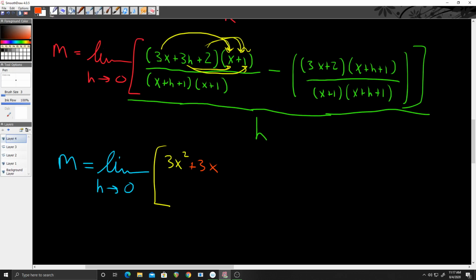Moving on to 3h. 3h times x, that's a different type of term. So let's use a different color. Plus 3xh. So 3 different colors, 3 different types of terms. I'm trying to emphasize that these are not like terms. 3h times 1, just 3h, and again, that's a different type of term again.